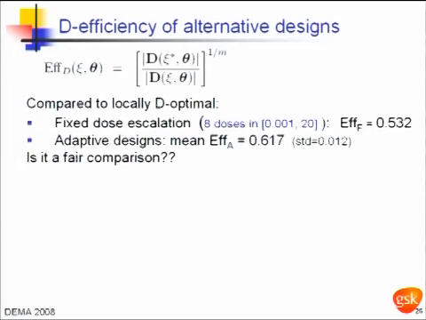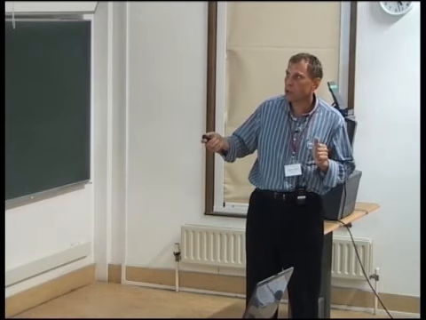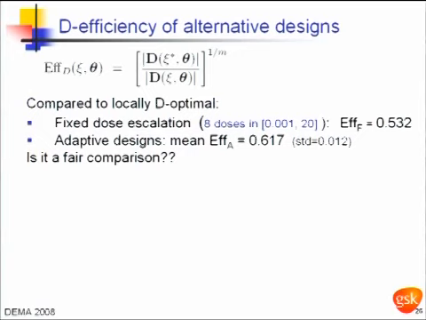And if we calculate the efficiency of alternative designs compared to the locally optimal, the fixed dose escalation, just more or less uniform distribution of doses, gives you about 0.53. Adaptive design, the mean is 0.61. Seems like a large loss, right? But is it a fair comparison?